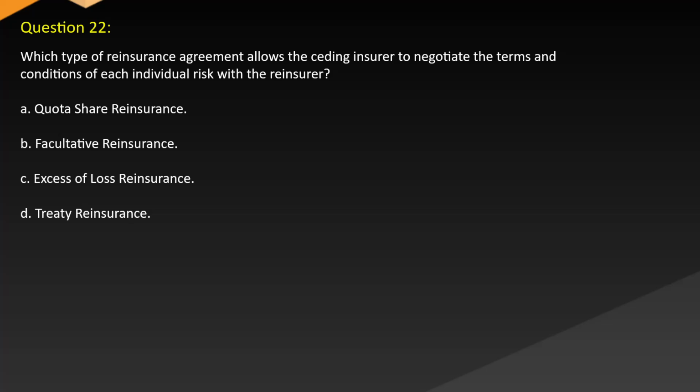Question 22. Which type of reinsurance agreement allows the ceding insurer to negotiate the terms and conditions of each individual risk with the reinsurer? A. Quota share reinsurance. B. Facultative reinsurance. C. Excessive loss reinsurance. D. Treaty reinsurance.